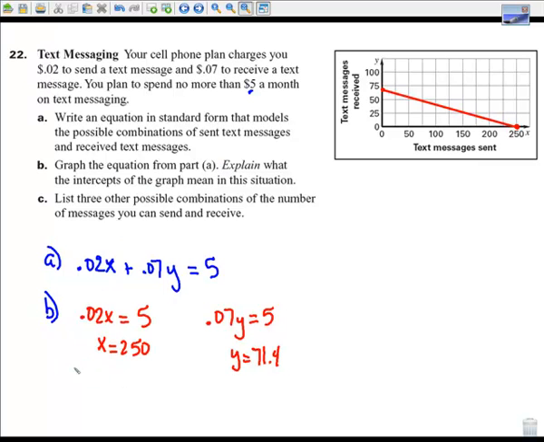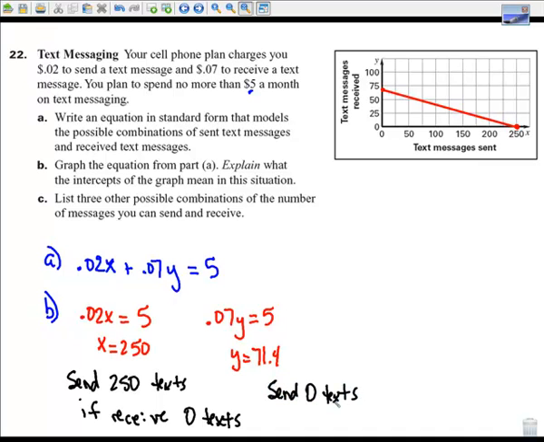So the x-intercept means you can send 250 texts if you receive 0. And the y-intercept means if you send 0 texts, you can receive about 71, because you can't really get 4/10 of a text in there.